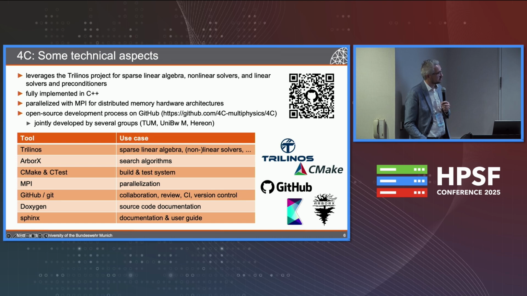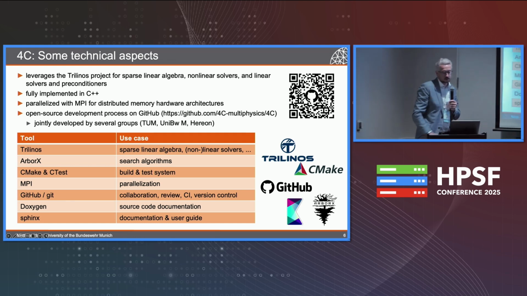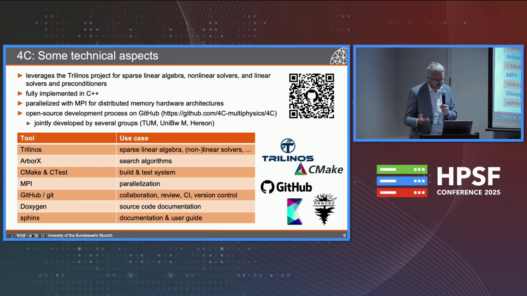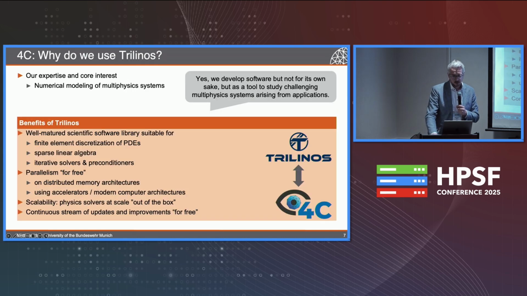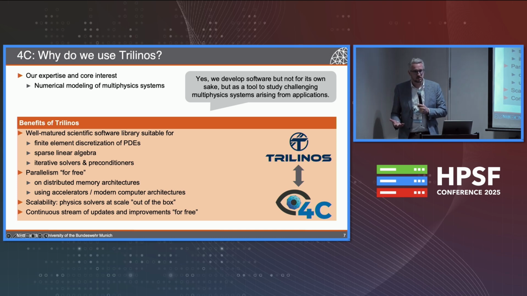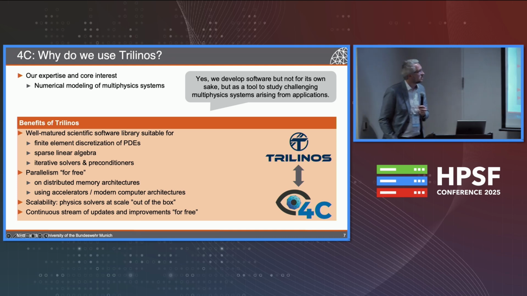So we use Trilinos, as I mentioned above, and ArborX. Some of you might know it; we use it for search algorithms. And then some of the rather classical tools to build, maintain and ship code, so you know a little bit about what CMake is. Now the question is, why do we go for Trilinos?